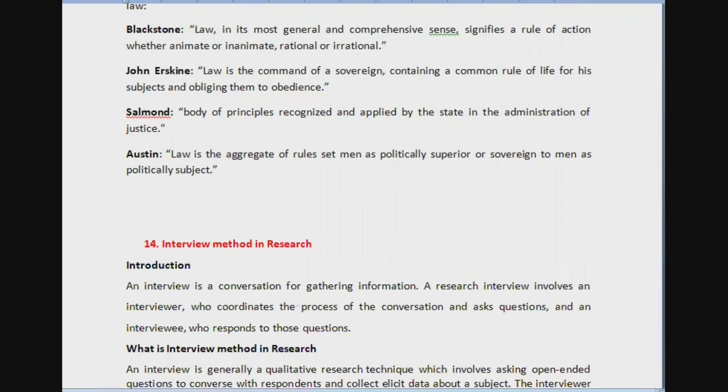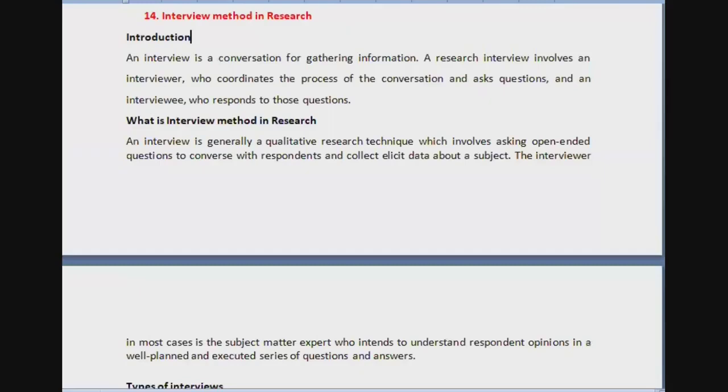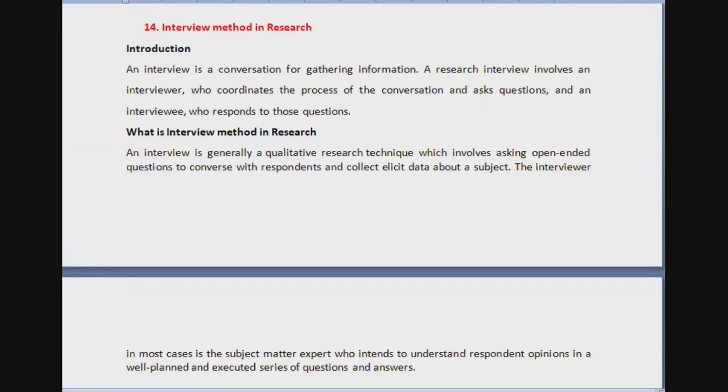Okay. Next, you have some questions with regard to research, all right? I think one day we discussed some things, what is research or steps involved in a research, right? So there is another question called interview method in research. What is research? Study on a certain thing, right? Now, interview method. Method is how you are doing it, right?